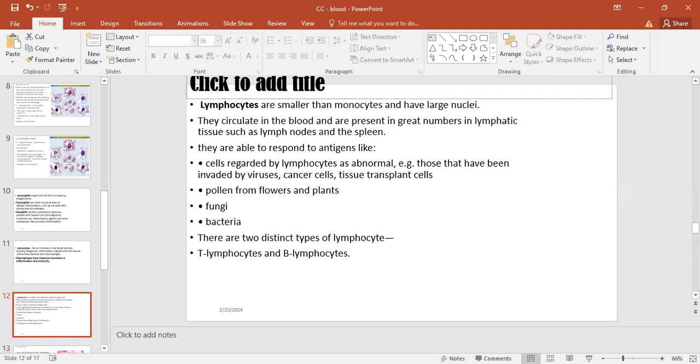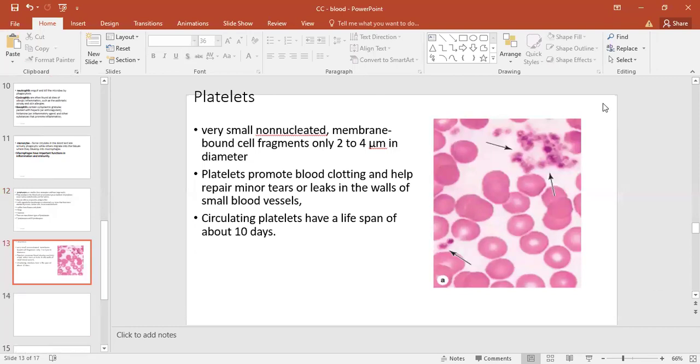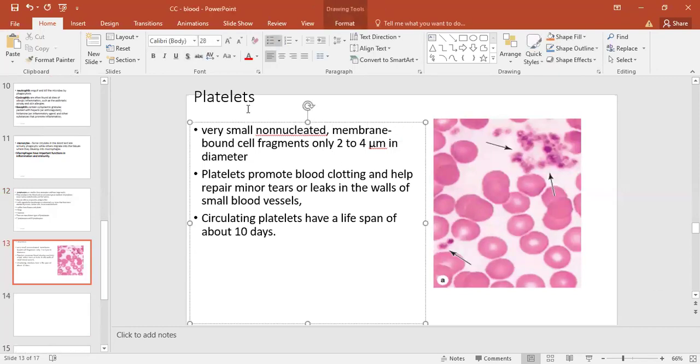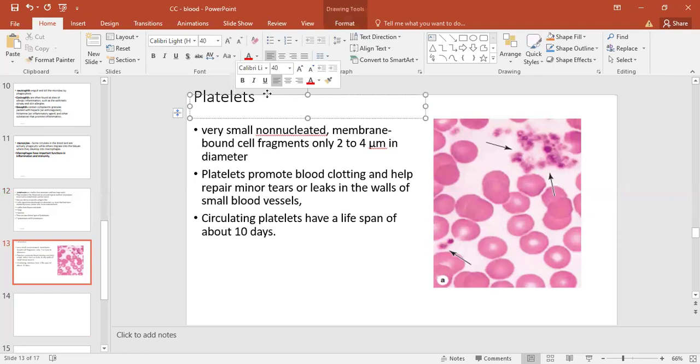Other things that lymphocytes respond to include pollen, fungi, and bacteria. And we said that there are two distinct types of lymphocytes: T lymphocytes and B lymphocytes.